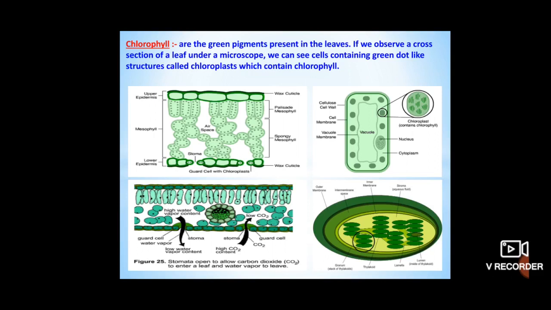So the chlorophyll is a green pigment present in the leaves. If we observe the cross section of a leaf with the help of a microscope, we can easily identify green patch-like structures. Those patches are what we call chlorophyll. This chlorophyll is responsible for the absorption of light energy, and that light energy is converted into chemical energy. This is the major process of photosynthesis.